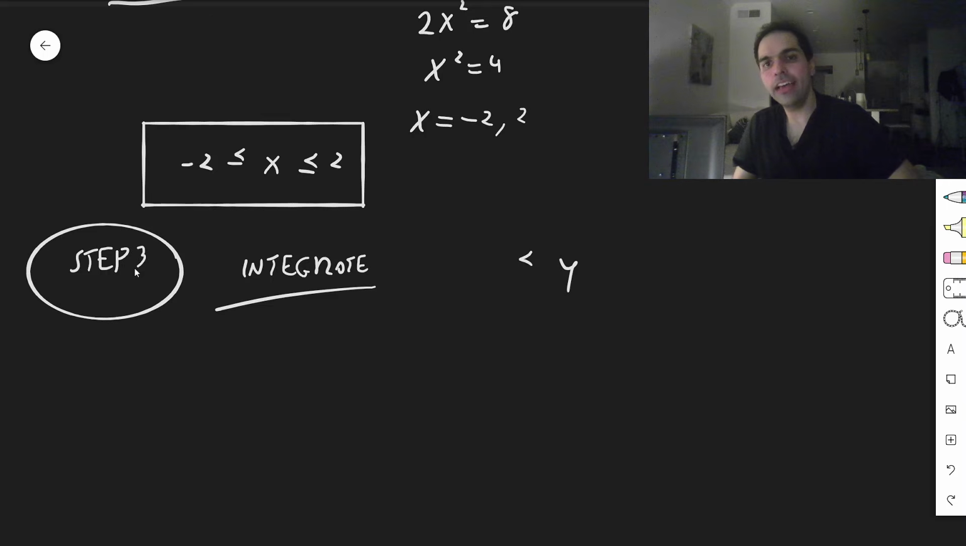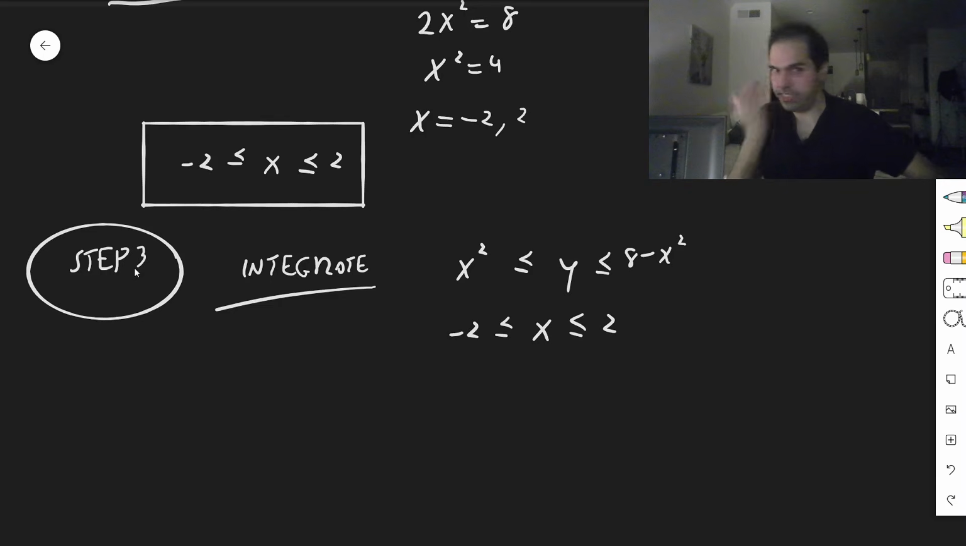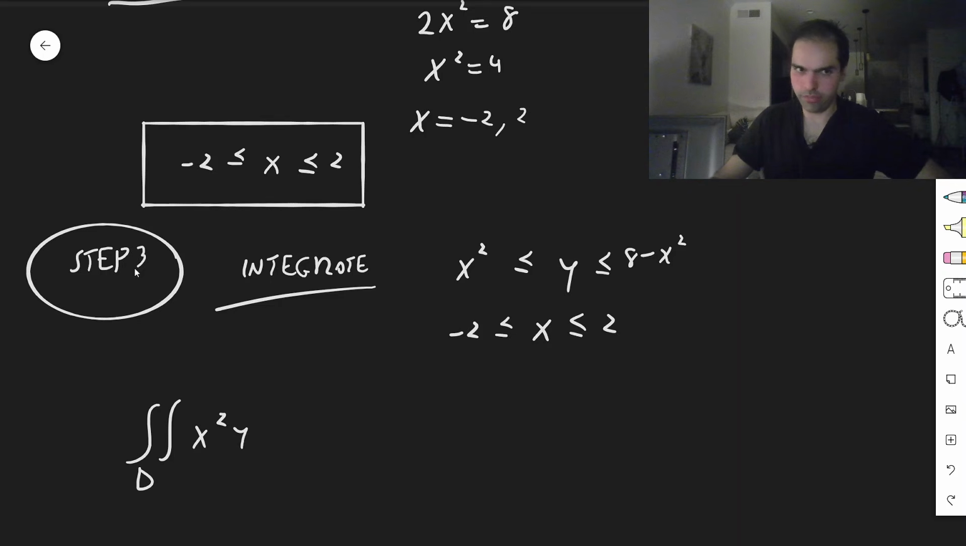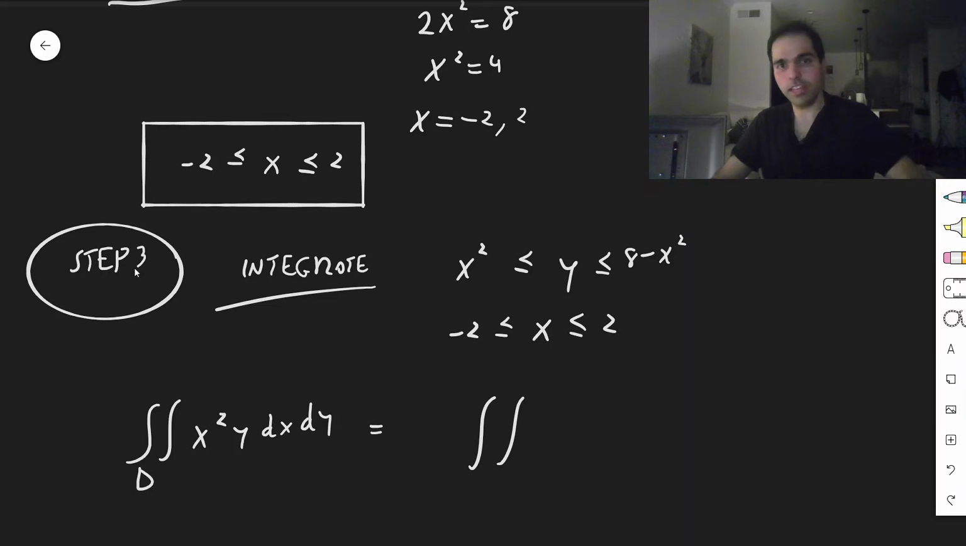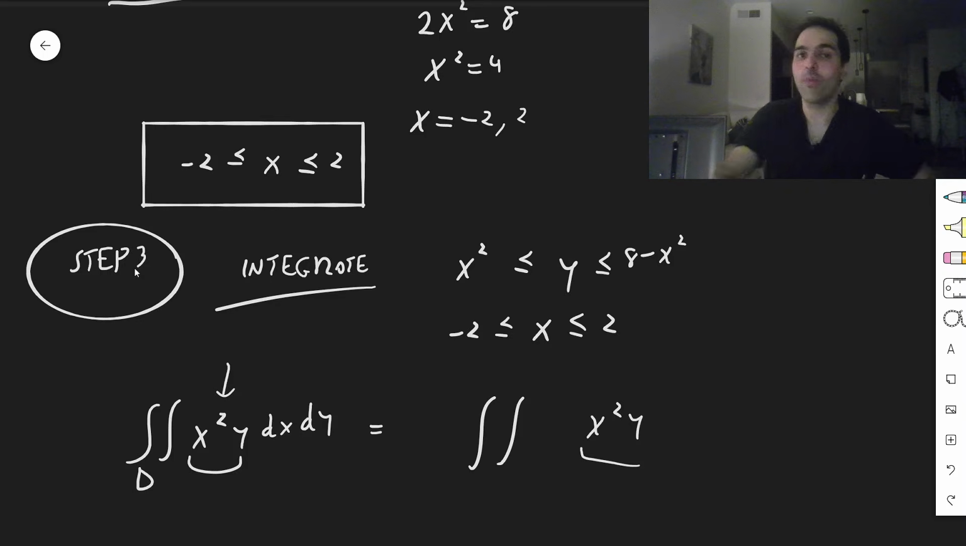Again, y was between x squared and 8 minus x squared, and x is between minus 2 and 2. And you'll see now why those inequalities are important. Because look, the double integral of x squared y dx dy. Now, we want to integrate x squared y, and very important, this function has nothing to do with the inequalities. Those are two independent things.